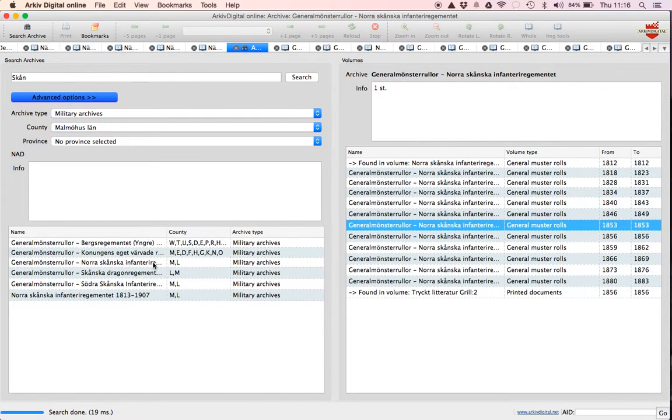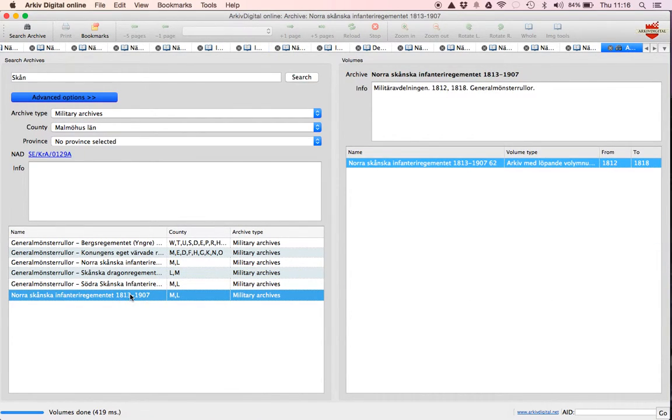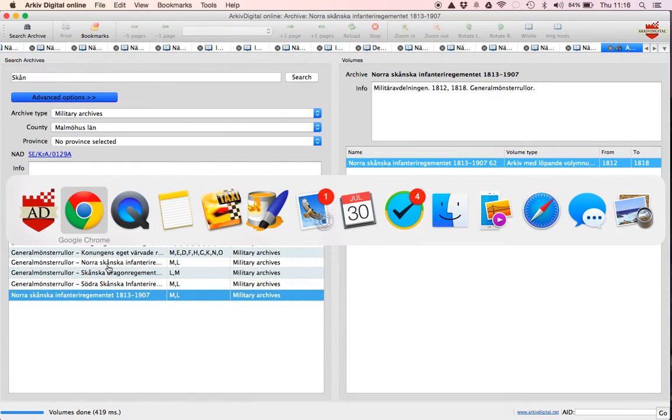I already know it's Norra Skåne. And here we have some other things. Archive with... And you don't get any information what's in there. General master role, I know what it is.